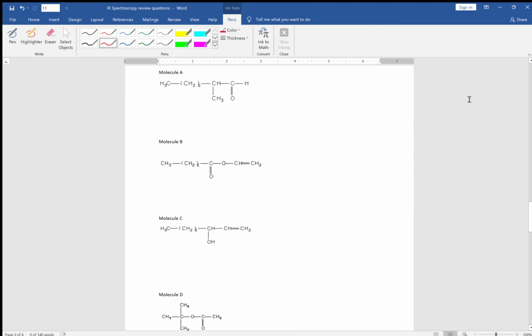We apply that same logic on the multiple choice questions. Start by identifying what kind of molecules these are. This is an aldehyde. Has no double bonds, so it is completely saturated. This has double bonds, so we will see unsaturation both in the carbon-hydrogen and the carbon-carbon double bonds. It's an ester.